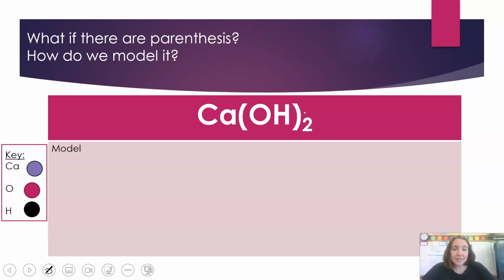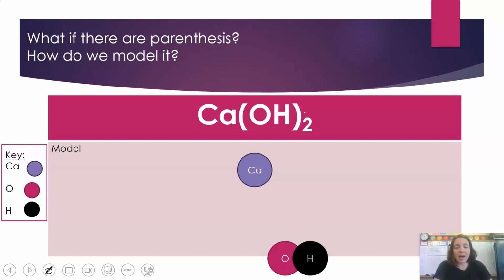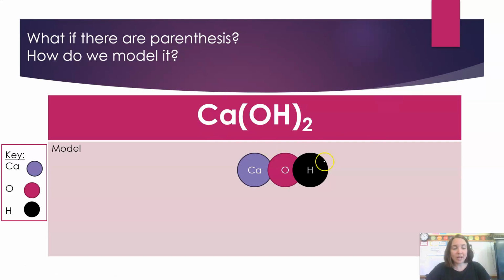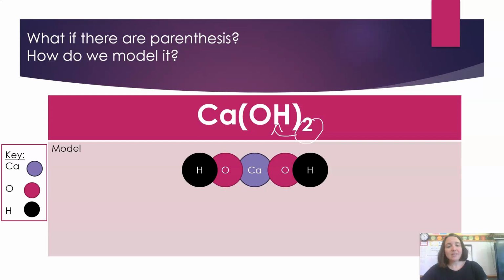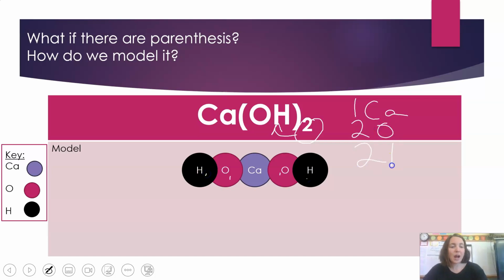What if there's parentheses in the chemical formula? How do we model that? Well, I see that I have Ca, that's calcium, in case you didn't know. That's a single atom of that element. So we have Ca. The OH in parentheses just means that the O and the H, the oxygen and the hydrogen, stay together when they're bonded. So we have 1 OH group, you might say, or 1 OH pair. And the subscript means that there's 2 OH groups. So here's my other one. So as you can see, there's 1 calcium. There are 2 oxygens, and there are 2 hydrogens in this chemical formula for a total of 5 atoms.